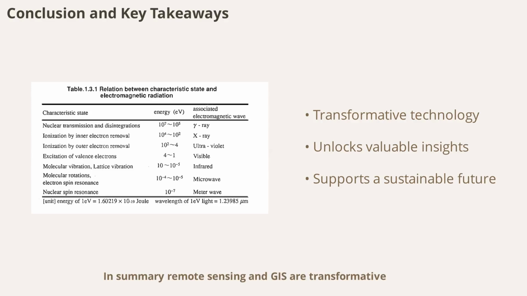Summary: remote sensing and GIS are transformative technologies that enable us to observe, analyze, and manage the Earth's resources from a distance. By understanding the principles of electromagnetic radiation, sensor types, and data interpretation, we can unlock valuable insights for science, industry, and society. As technology advances, the potential applications of remote sensing will only grow, helping us address global challenges and build a more sustainable future.